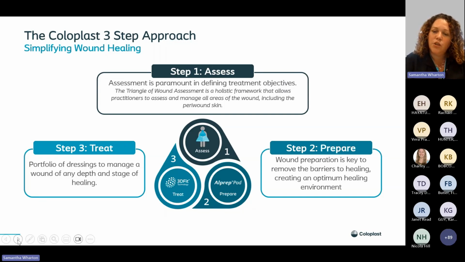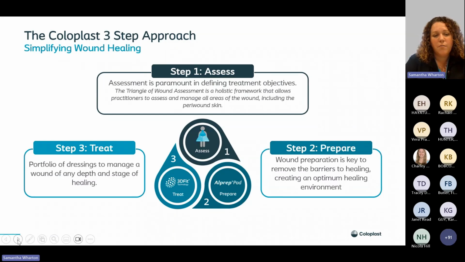Then we move on to step 2, which is prepare. It's removing the barriers to healing to create that optimum wound healing environment. Within Coloplast, our product is an all prep pad, which again, we'll look at further on through this presentation. And then we move on to our step 3, which is your treat.